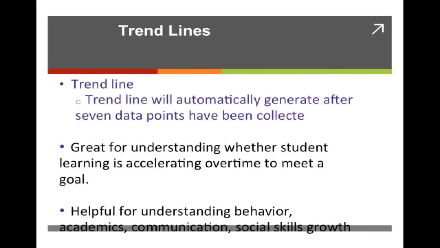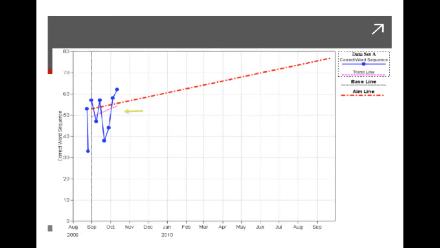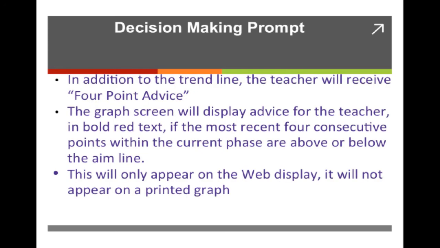A trend line will appear after 7 consecutive data points are entered into the system with no longer than 30 days between a single data point. Trendline analysis will assist you in interpreting whether the instruction was being effective and eliminating the achievement gap. The trend line is pink on this graph, and for our purposes was marked with an arrow to show you this function. In addition to the trend line, the teacher will receive a 4-point advice or update.